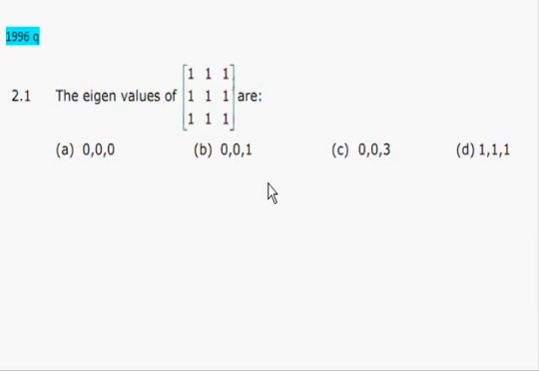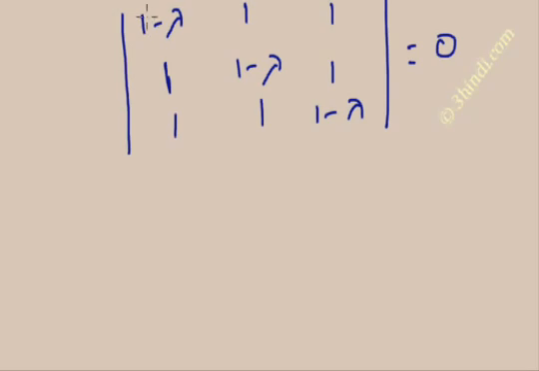This is the question asked in 1996. You are required to find out the eigenvalues of this. To find the eigenvalues, I will subtract lambda from the diagonal elements and find the determinant value, and make the determinant equal to 0. This is the characteristic equation. I need to solve this characteristic equation to find the eigenvalues.